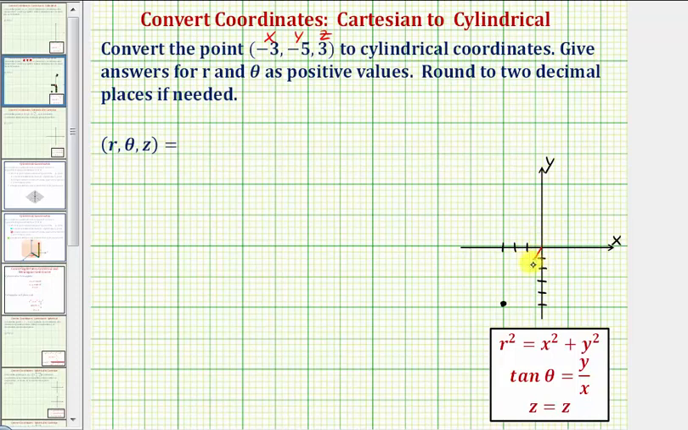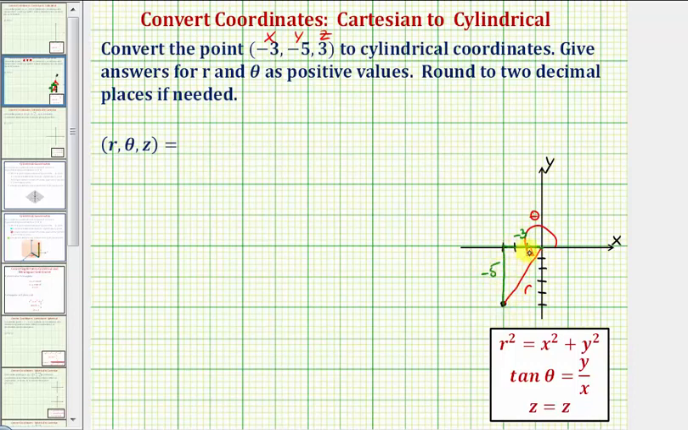And therefore this distance here would be r, and angle theta would be any angle that terminates along this side. But since we're looking for a positive value for angle theta, the least positive value for angle theta would be this angle here. We could also sketch a reference triangle if we wanted to, where these would be the two legs of the reference triangle. This leg would be -3, this leg would be labeled -5.